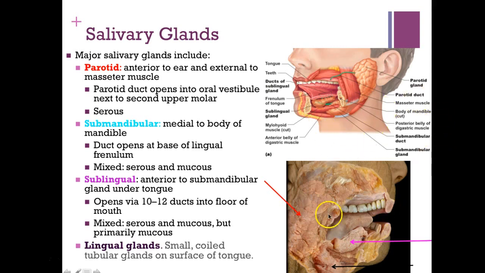And you could see the parotid gland over here in this image. Here is our sublingual, and here is our submandibular. We also have some lingual glands that are going to be small and coiled tubular glands on the surface of our tongue.